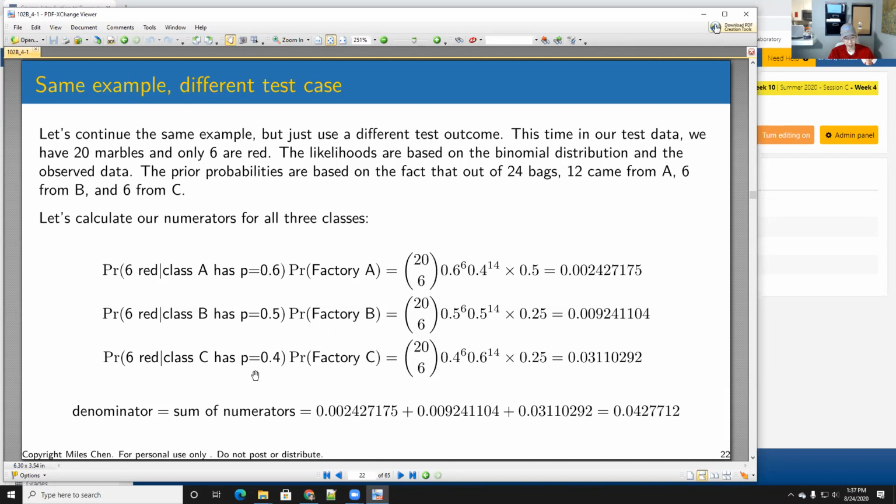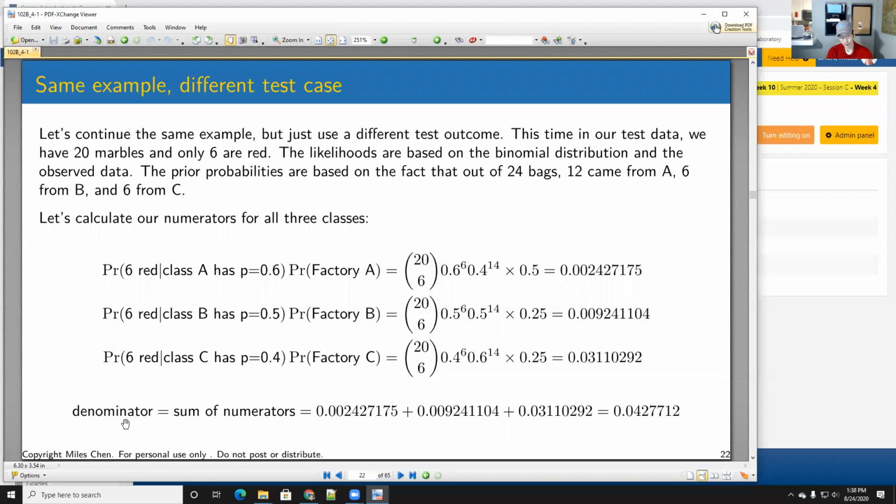On the other hand, factory C is going to have the highest likelihood because factory C produces pouches where 40% are red. So what's the probability that it's going to produce a pouch where only 30% are red? It's not the most likely outcome, but it's not that unusual for factory C, where its probability of red is 0.4. So we do this calculation, okay? And even though factory A has the highest prior probability, after you take into account the data that appears, it's got the lowest value here. And so the numerators end up 0.002, 0.009, and 0.031.